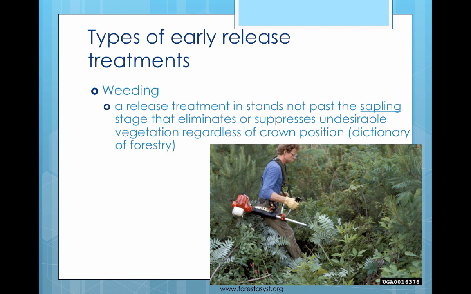So there are different types of release treatments, and we saw that in the definition. One type of release treatment is weeding, and weeding is a release treatment in a stand not past the sapling stage that eliminates or suppresses undesirable vegetation regardless of crown position. So, not past the sapling stage. These are young trees again. And here's an example of a person with a weed whacker going out to remove vegetation and release young trees.